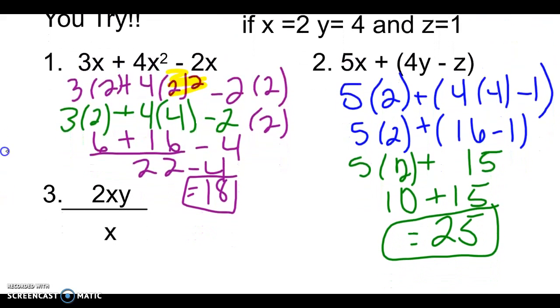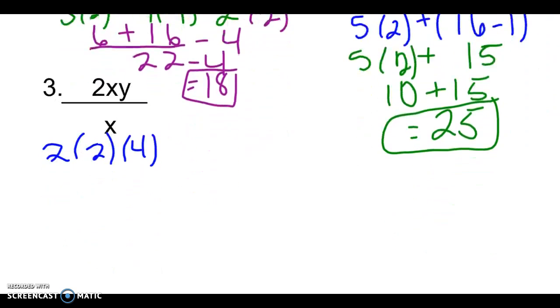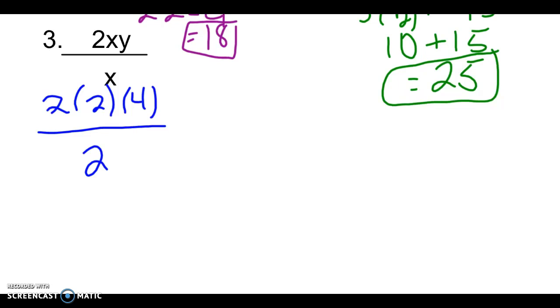Okay, so let's go ahead and complete number 3. Hopefully you've completed it and you're just checking your work with me. So we're going to plug in first. So we're going to have on top 2 times 2 times 4. And then we're going to put our division bar. And on the bottom, we're going to have it all divided by 2. So the first thing we need to do is complete the top of our division problem. So 2 times 2 is 4. We still have to times that by 4, and that is all divided by 2.